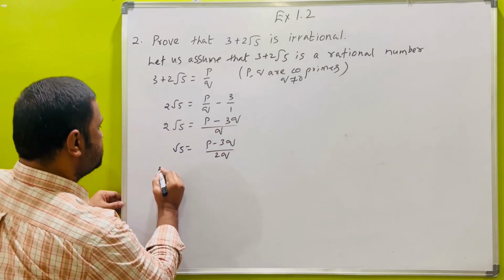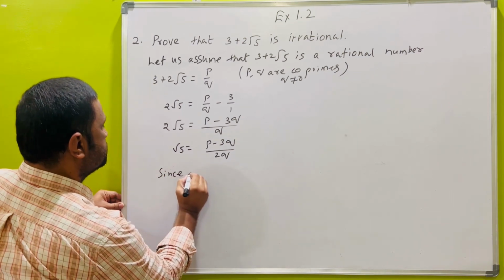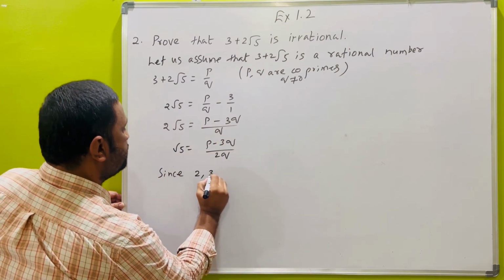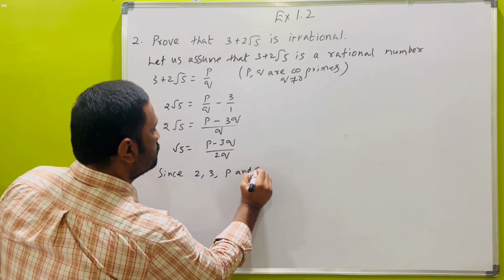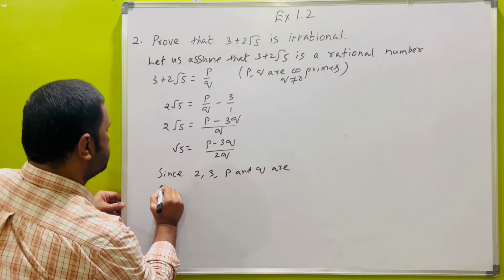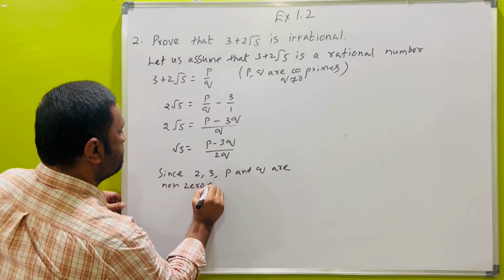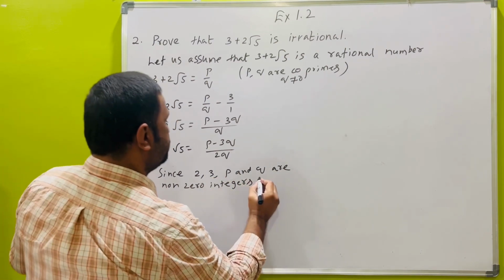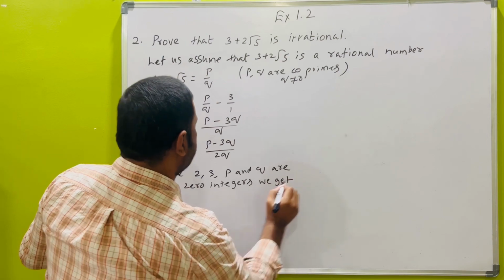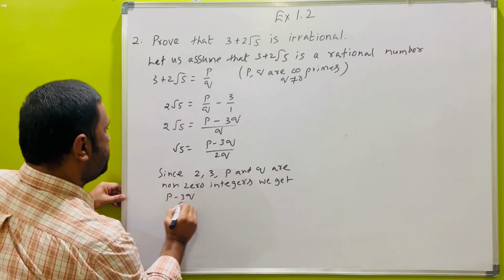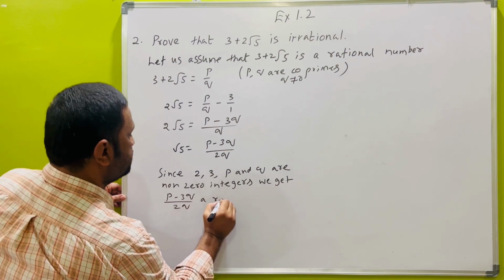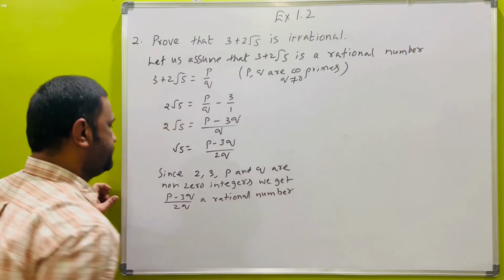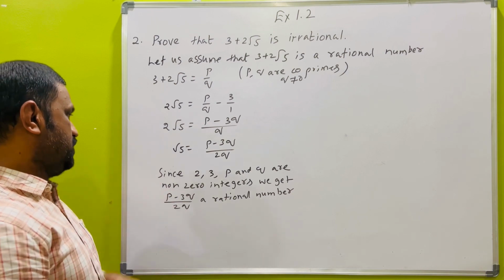Okay? We can write, since 2, 3, P and Q are non-zero integers, we get P minus 3Q by 2Q a rational number. Okay? Now, what do you observe here?